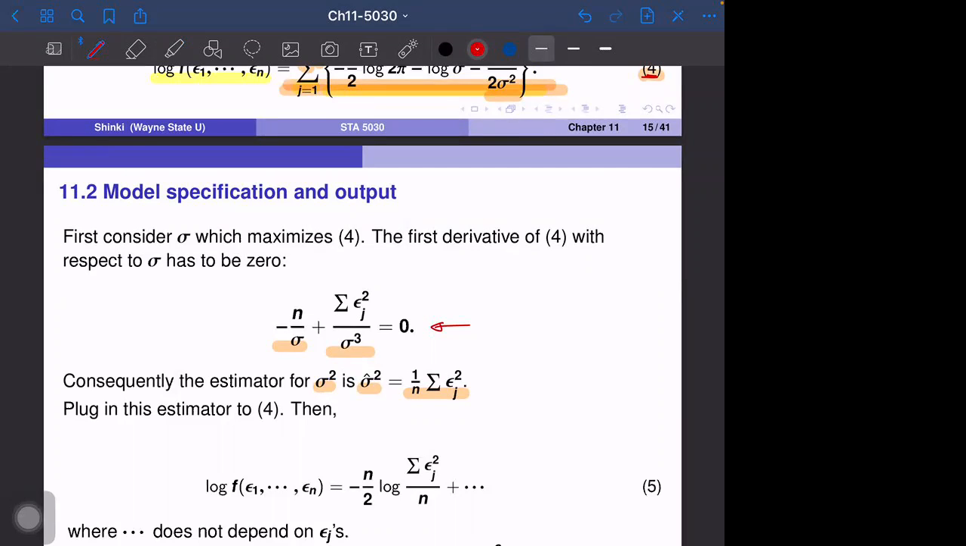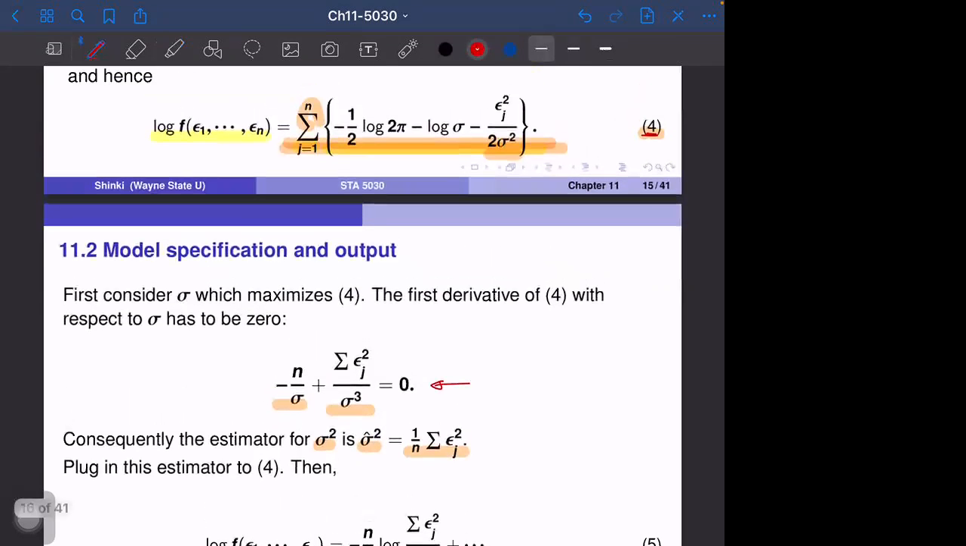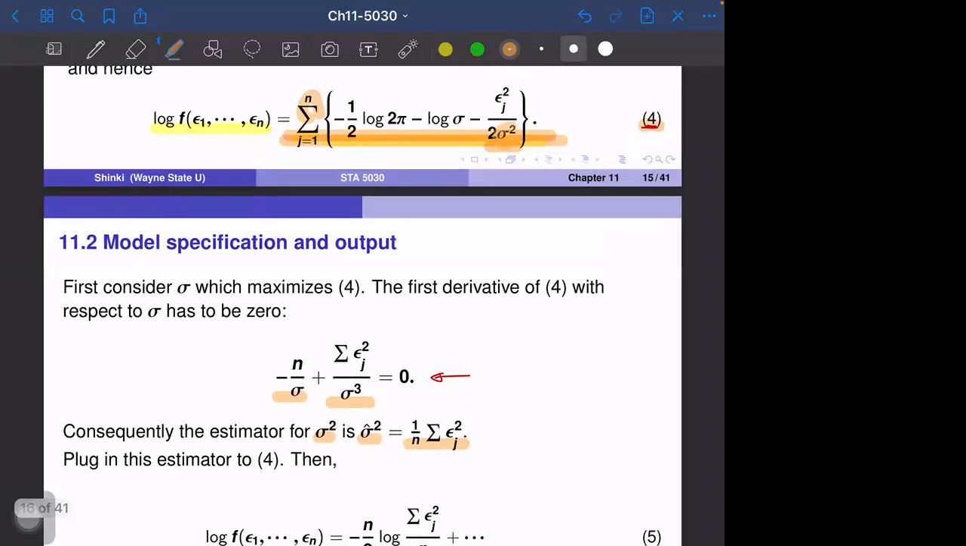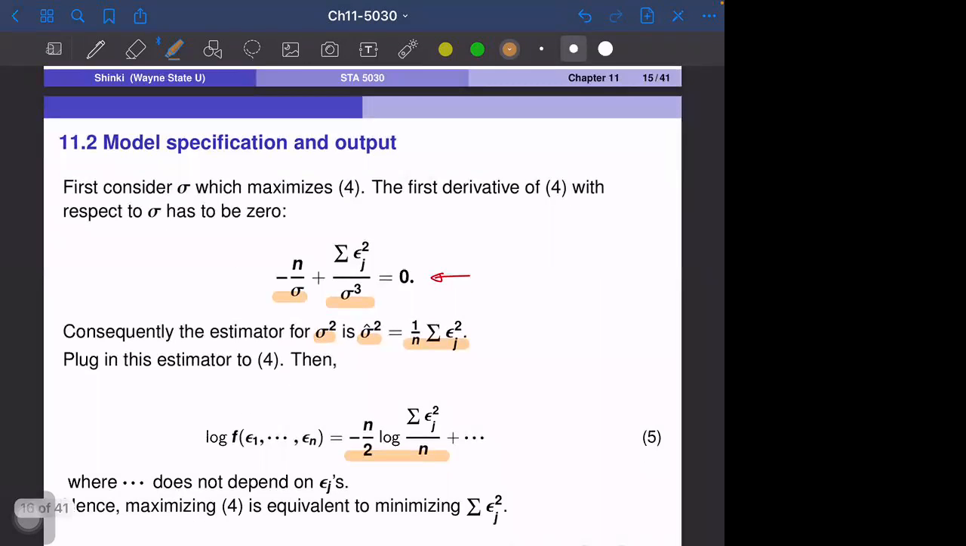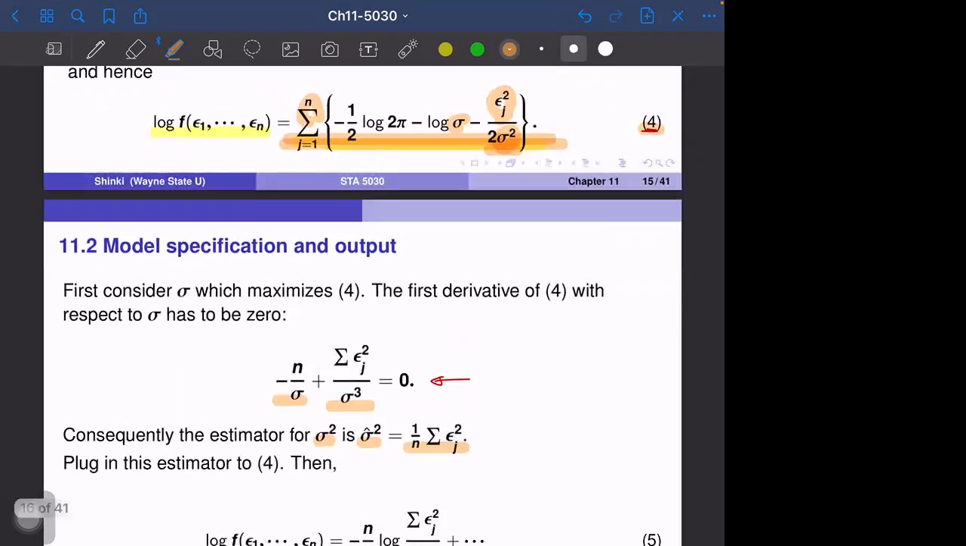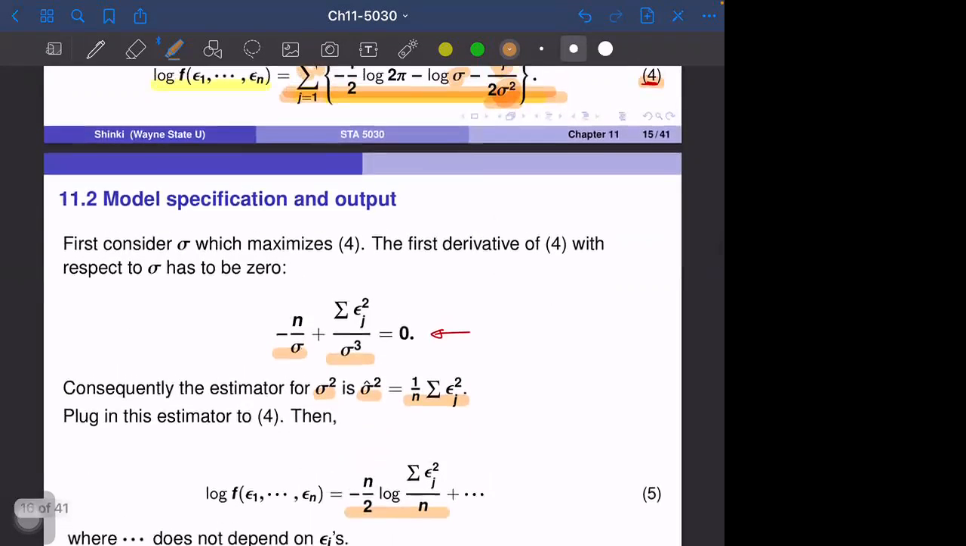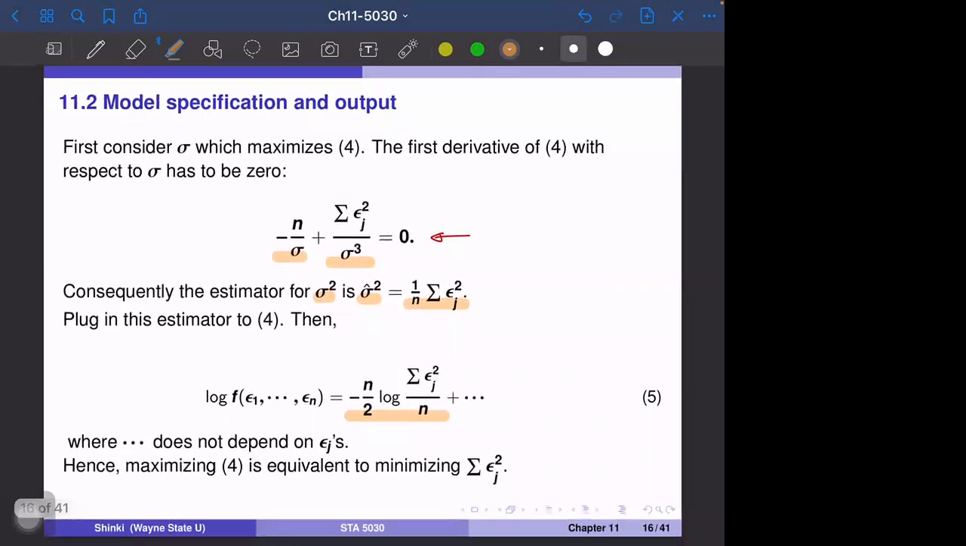So we plug this number into the original log likelihood function, number 4. Then that becomes this function. It's much simpler. Why? Because sigma squared is estimated by the summation of epsilon j squared, and that term cancels. So it basically becomes a constant, and only one sigma remains. We plug in sigma squared equal to the summation of epsilon j squared. So equation number 4 becomes equation number 5.